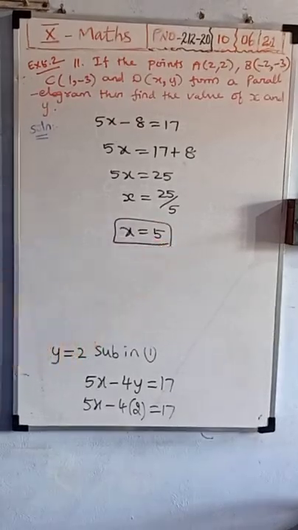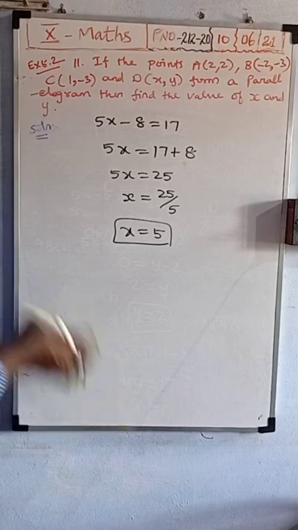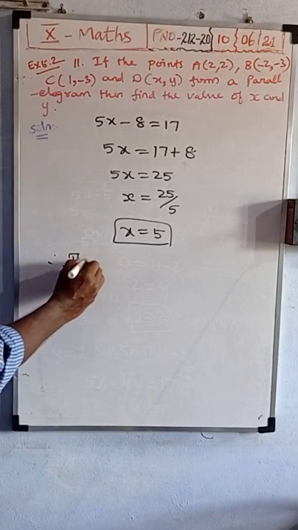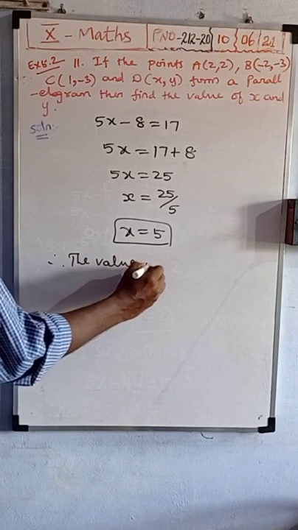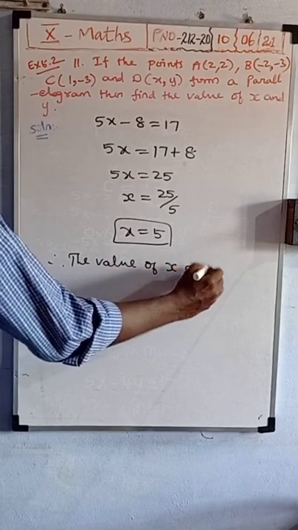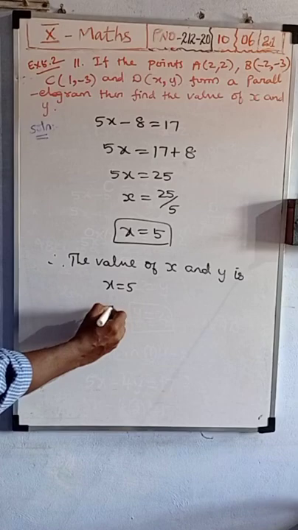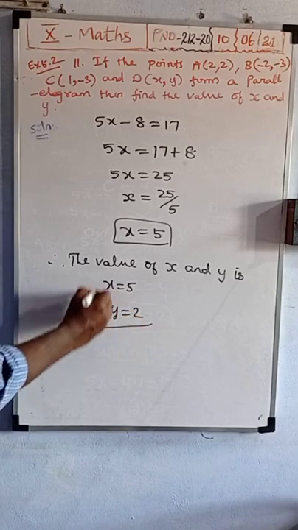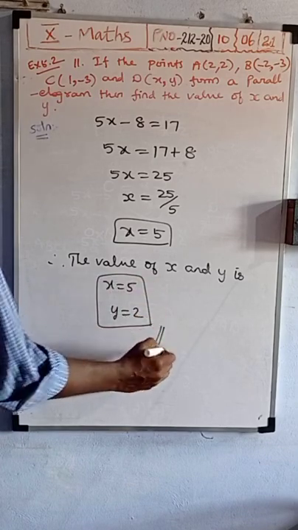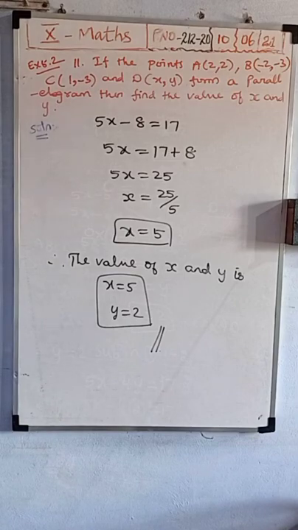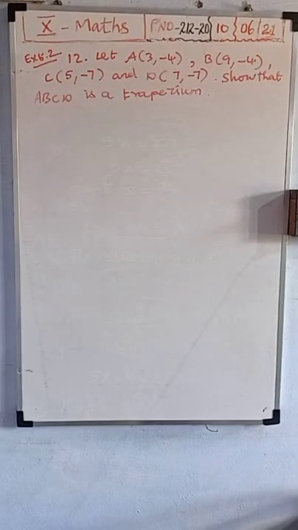So therefore we receive the value of x and y: x is equal to 5 and y is equal to 2. Okay, so using the concept of slope, we receive the answer for x and y. Okay, that's all. See, next, 12th question.